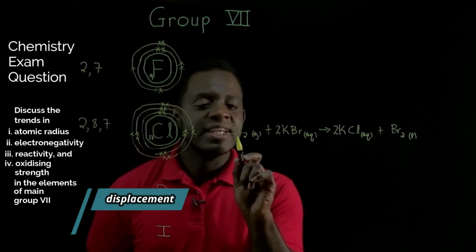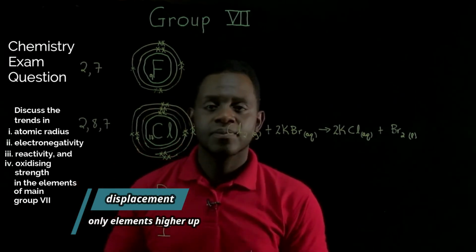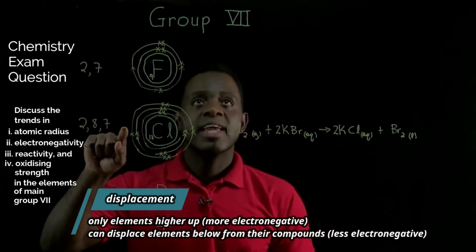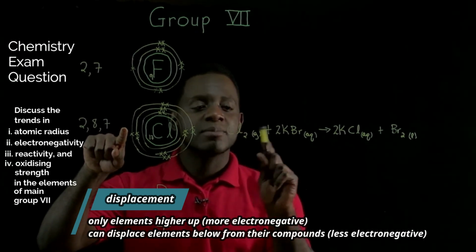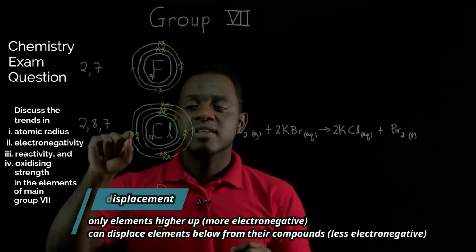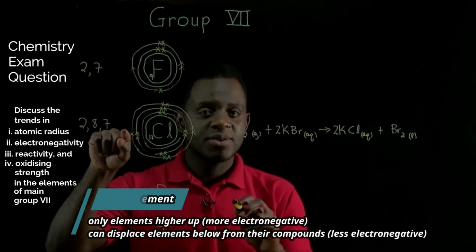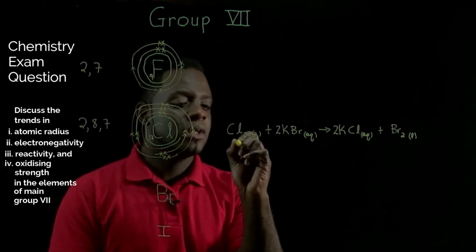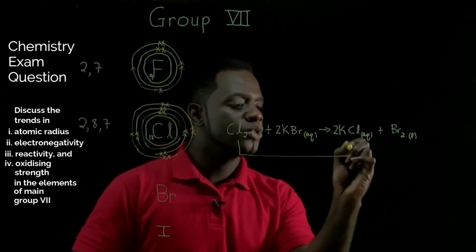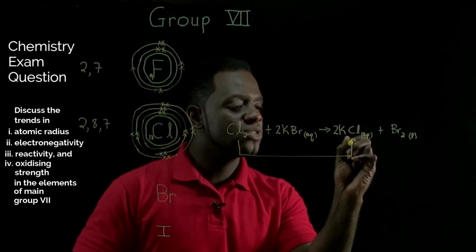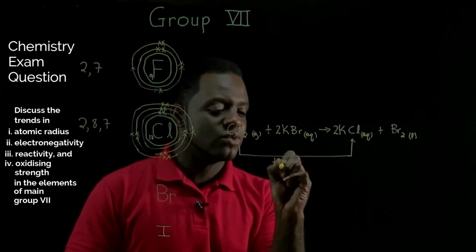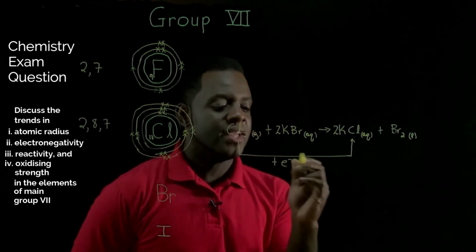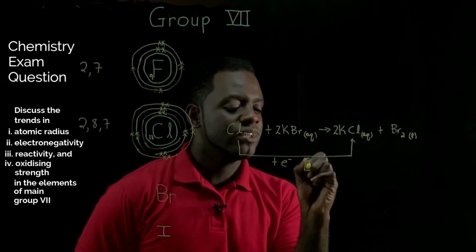Here we see that chlorine is displacing bromine from its compound. In displacement reactions, the elements above in group 7 will be able to displace elements below them because they are more reactive. Also, they are more electronegative. Remember that when chlorine is going to be transformed to chloride ions, it needs to accept an electron, that is 1 electron per atom. When substances accept electrons, they undergo reduction.